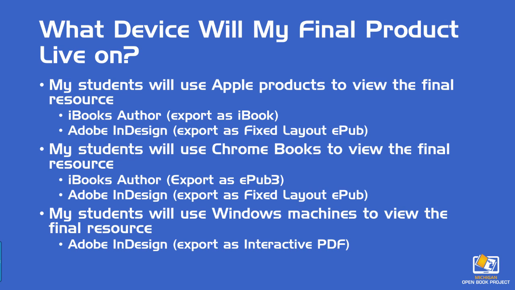If your students will use Chromebooks to view the final product, then in iBooks Author you will export as an EPUB 3, and in Adobe InDesign you will export as a fixed layout EPUB. If your students are going to use their Windows machines to view the final resource, you will need Adobe InDesign, and you will have to export it as an interactive PDF. If this is confusing, don't worry. There's another whole video on how to export your final files available in the released materials.